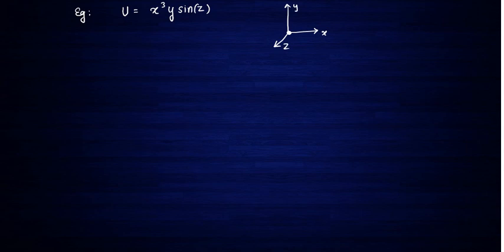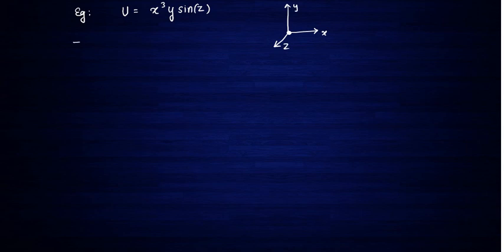So let us look at an example now wherein we are given the potential energy expression and we would like to find out the expression for force. So let us say u has been given to be x cube y sine z, where x, y and z are the x coordinate, y coordinate and z coordinate of a given point in a given xyz system. So this is a rectangular system, x, y and z. So x, y and z are the 3 coordinates.